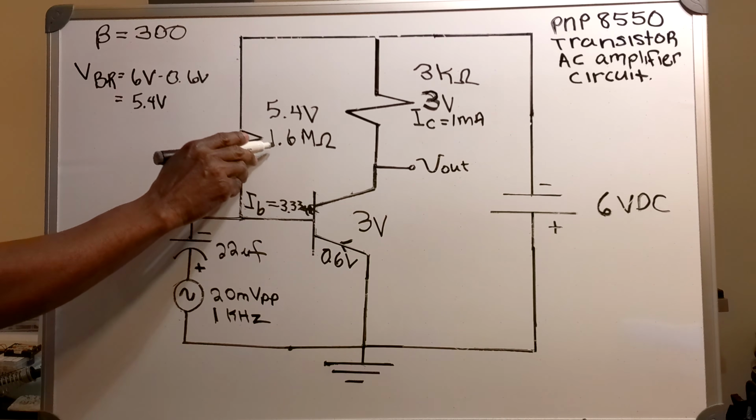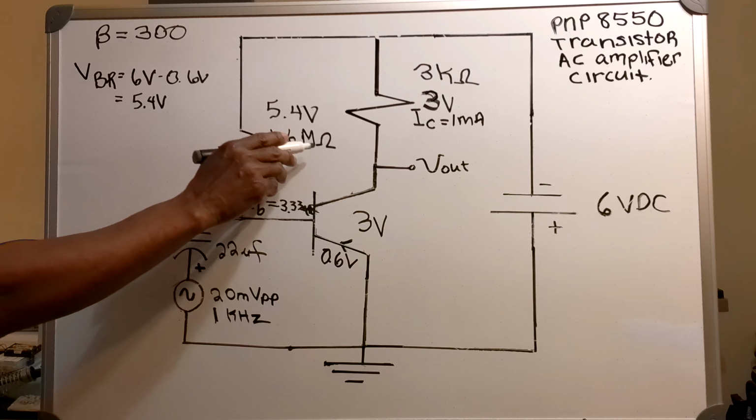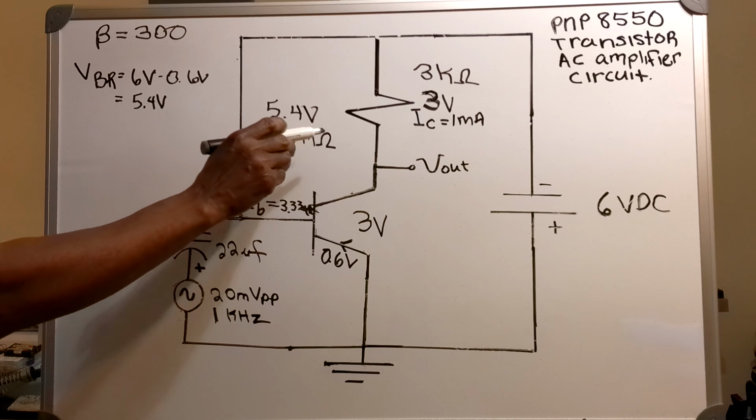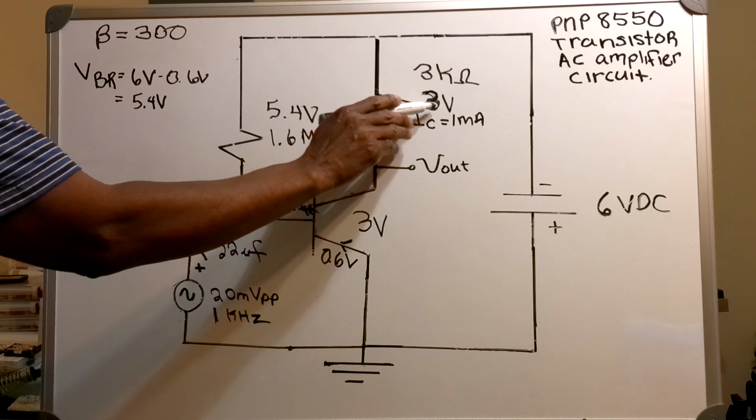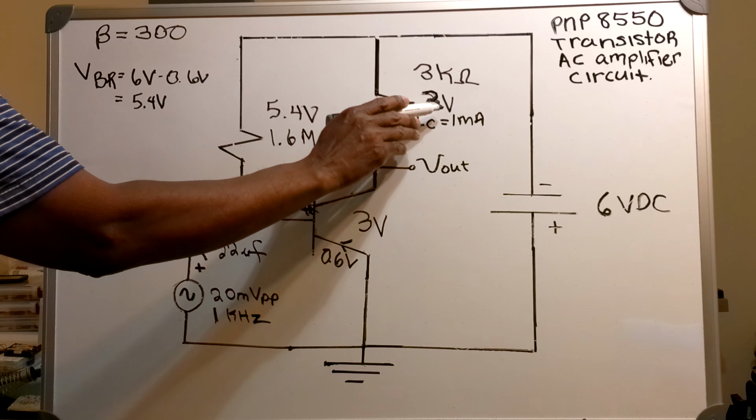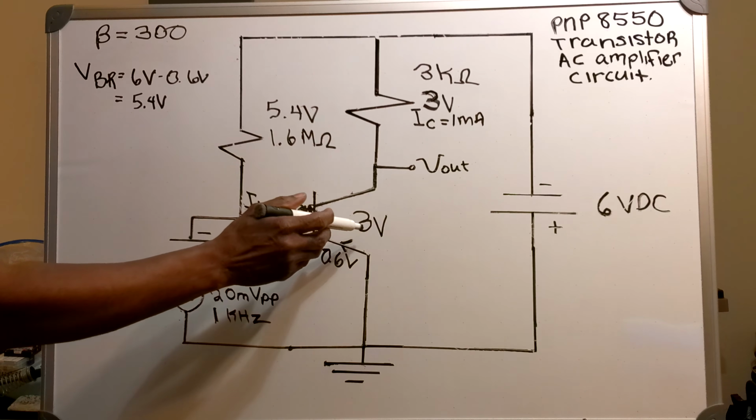So I'm going to need 1.6 megohms for 3 volts here and 3 volts here.